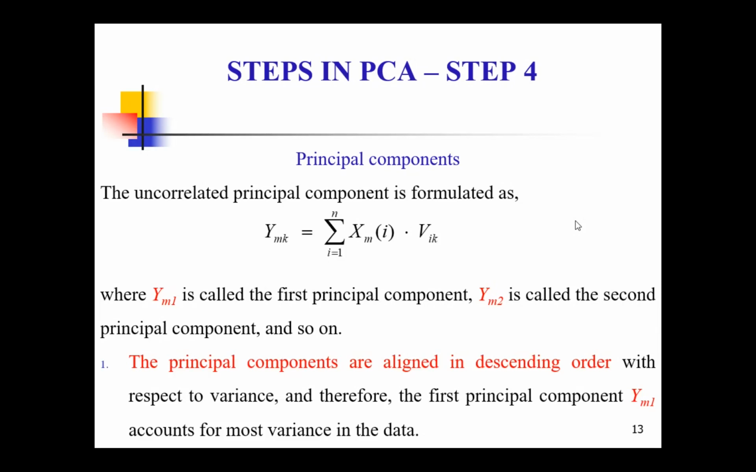So these principal components are aligned in descending order. That is, the first principal component will have a higher value, that is, most of the variance is preserved by the principal component 1. Then comes the principal component 2, whereas somewhat lower variance will be preserved by the principal component 2 than that of the principal component 1, and principal component 3 and so on.